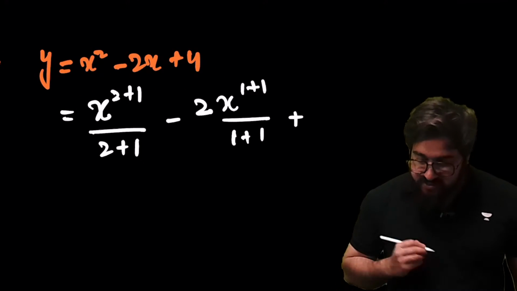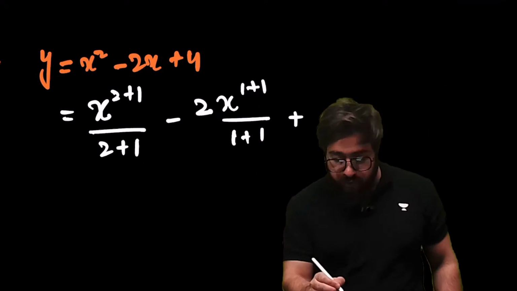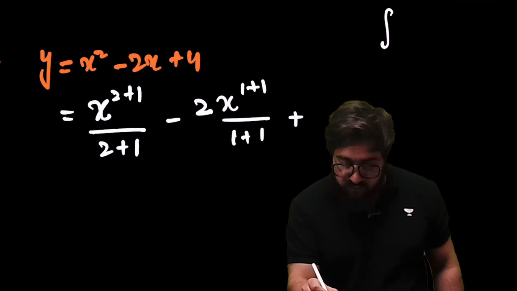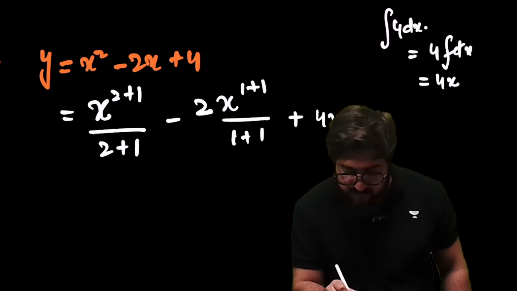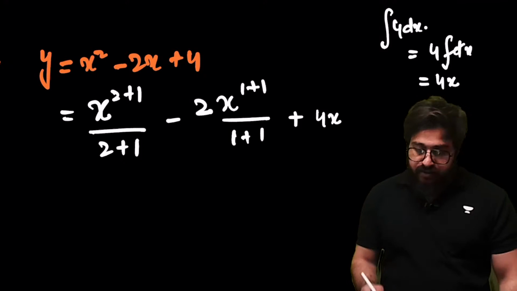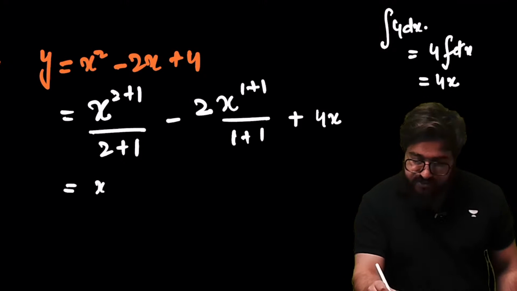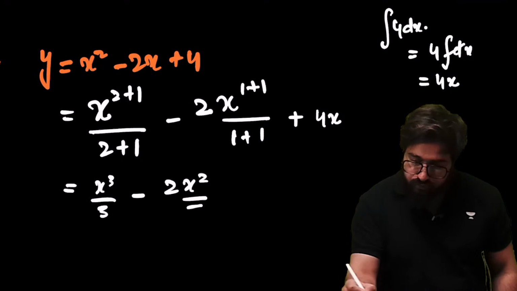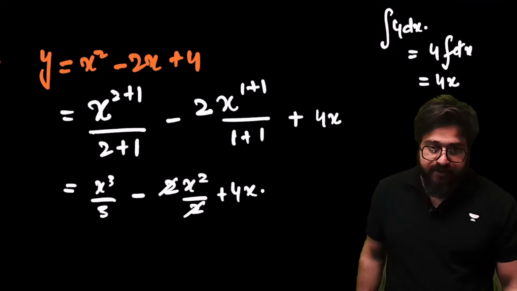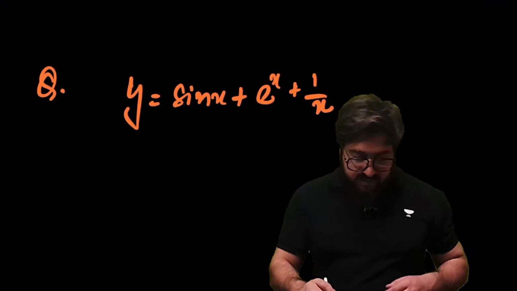Then plus the integration of 4 dx. Take the 4 out. It is the integration of dx, so it will be 4x. So we can write it simply as x cube divided by 3 minus 2x square by 2 plus 4x. The 2 and 2 cancel. This is the answer in this case.